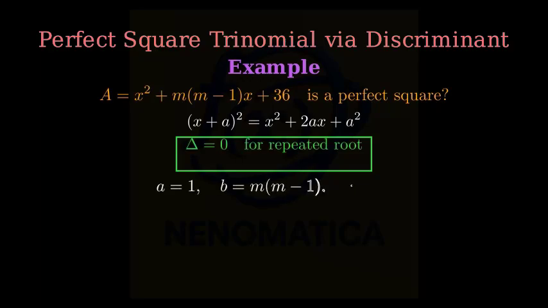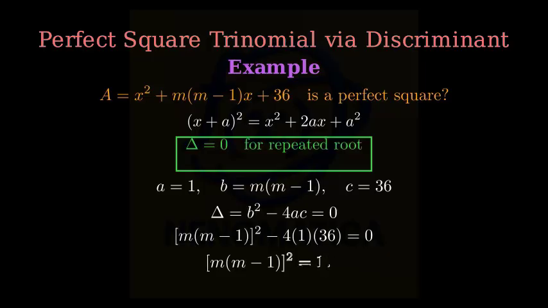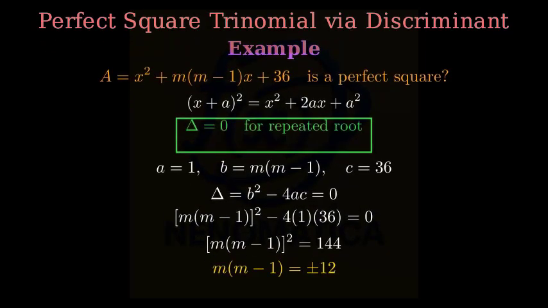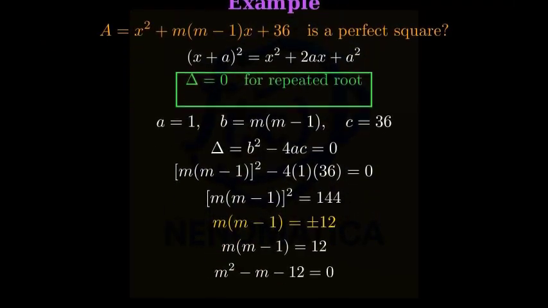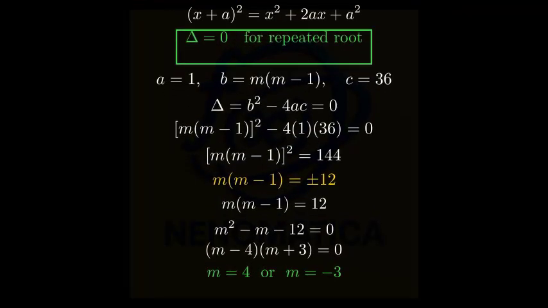Now identify the coefficients a, b, and c for our quadratic. Here a equals 1, b equals m times (m minus 1), and c equals 36. Set the discriminant b squared minus 4ac equal to 0, and substitute the values. Case 1, m times (m minus 1) equals 12. Expand and factor to solve for m.